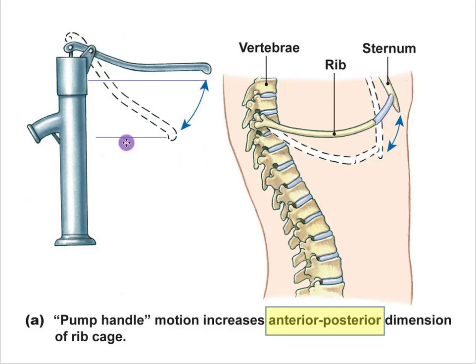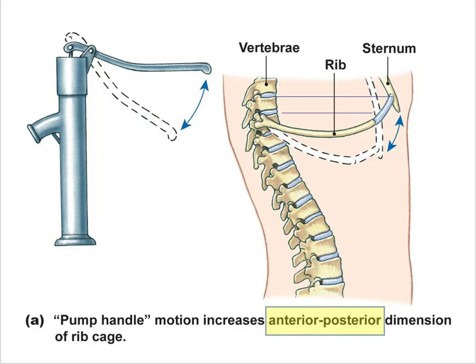So if I take this and I drag it over, I'm going to say initially my A to P dimensions, anterior to posterior dimensions right there are, I'm again just making up numbers here, let's call that 6 inches. But now when I do that pump handle motion, my dimensions are now 9 inches. Okay? And so this is the pump handle motion of the ribs. It increases anterior to posterior dimensions.